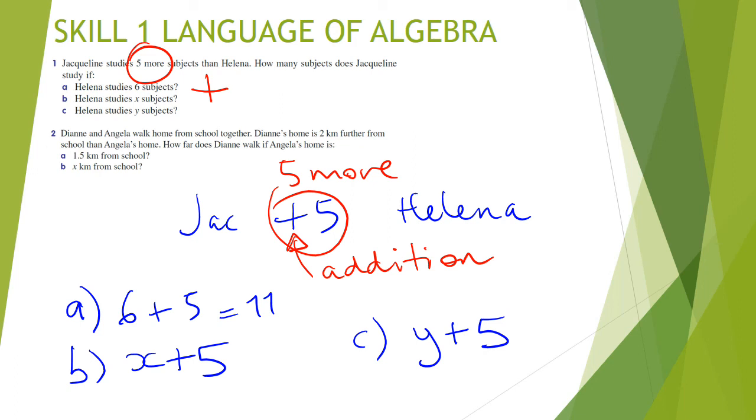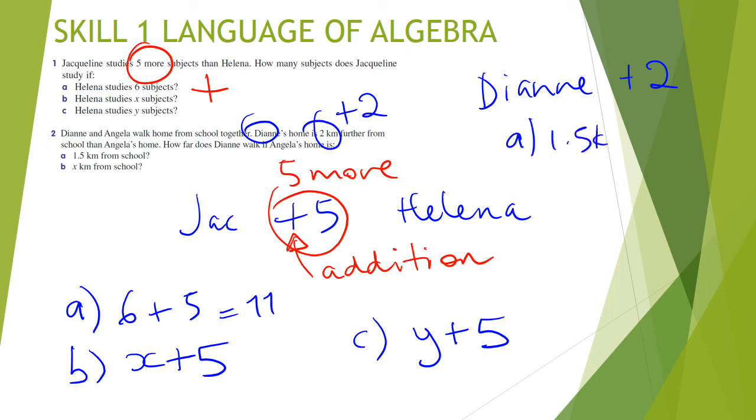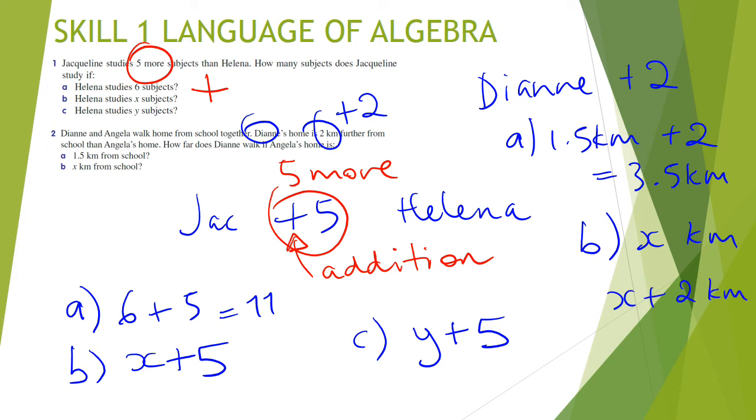In question 2, Diane and Angela walk home from school together. Diane's home is 2 kilometers further from school than Angela's home. So Diane is always plus 2 on Angela. So, how far does Diane walk if Angela walks 1.5 kilometers? Well, we simply add 2 and we get 3.5 kilometers. If Angela is X kilometers from school, then obviously Diane's going to be X plus 2 kilometers from school.